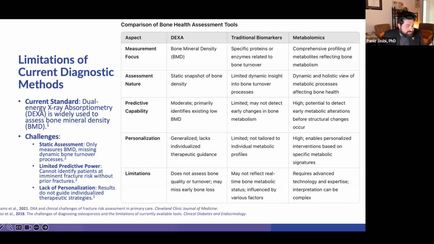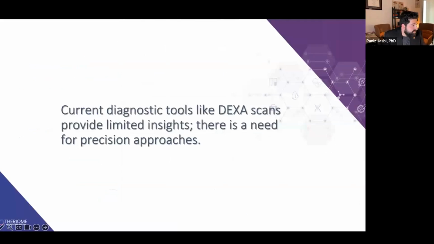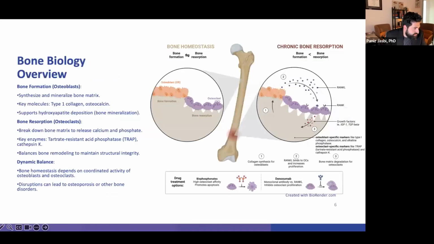As you can see on this comparative chart we have here, they're limited. They're not going to detect early changes in bone metabolism. They're not going to have lots of insight into bone turnover. They're not going to be able to tailor to an individual's overall metabolic profile. And oftentimes they don't reflect the real-time metabolic status of that bone. So one thing that we know, we're going to have some take-home messages sprinkled throughout today, is that current diagnostic tools like DEXA provide limited insights, and there is a need for precision approaches, right?